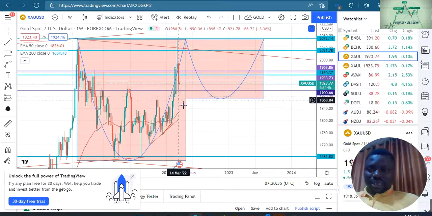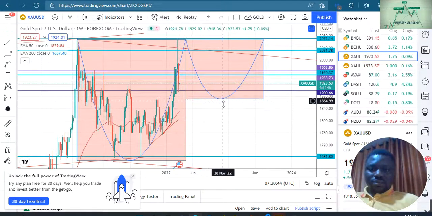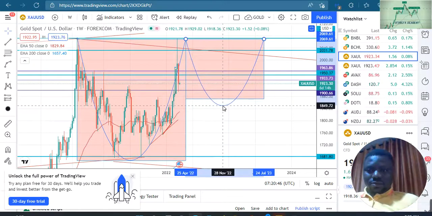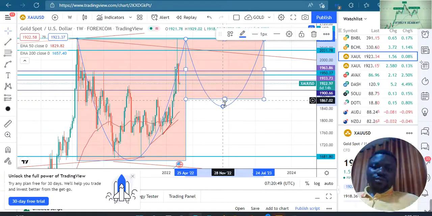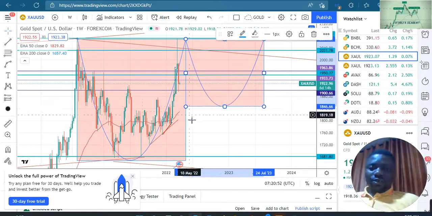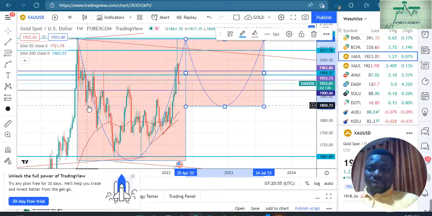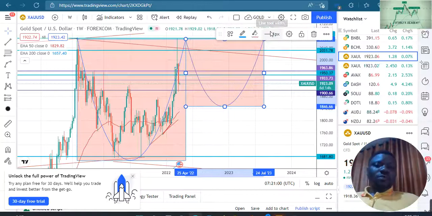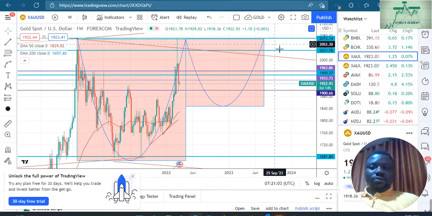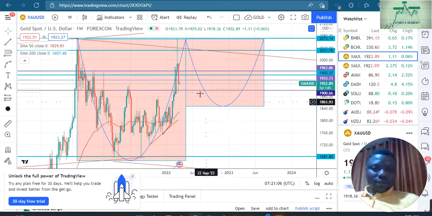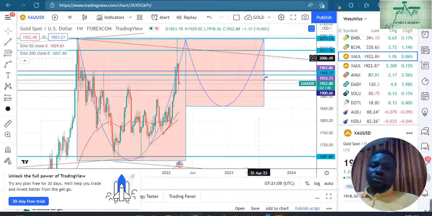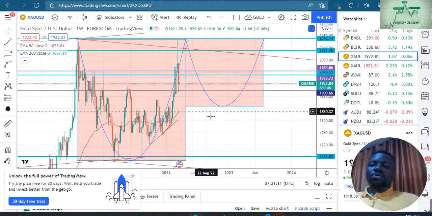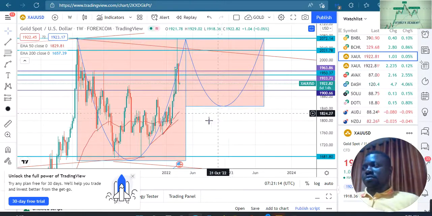So if the market drops further, maybe to somewhere around 1847, this particular price area, this particular support, then the buy will continue again. So if we achieve this, we are looking forward to achieving this handle. So this is a cup and the handle. So it's as simple as that.